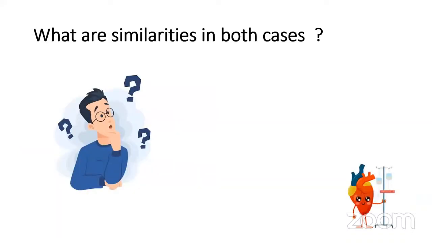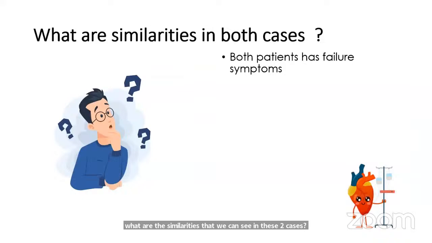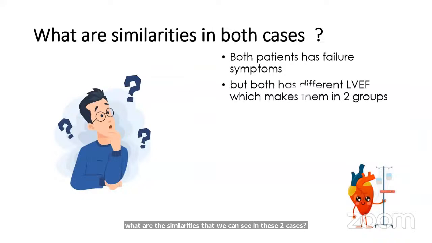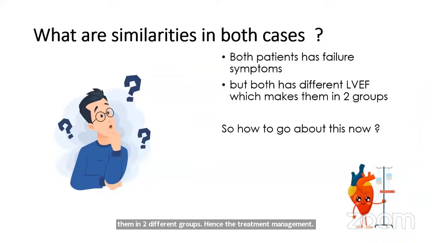So from these two cases, what are the similarities that we can see? First, both patients have failure symptoms, but both have different LV ejection fractions, which makes them two different groups. Hence, the treatment management will differ for both of them. So how do we go about this now?